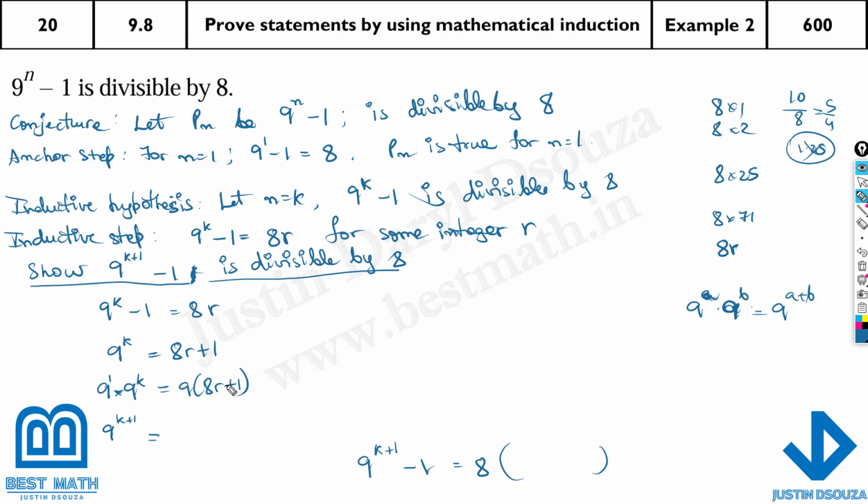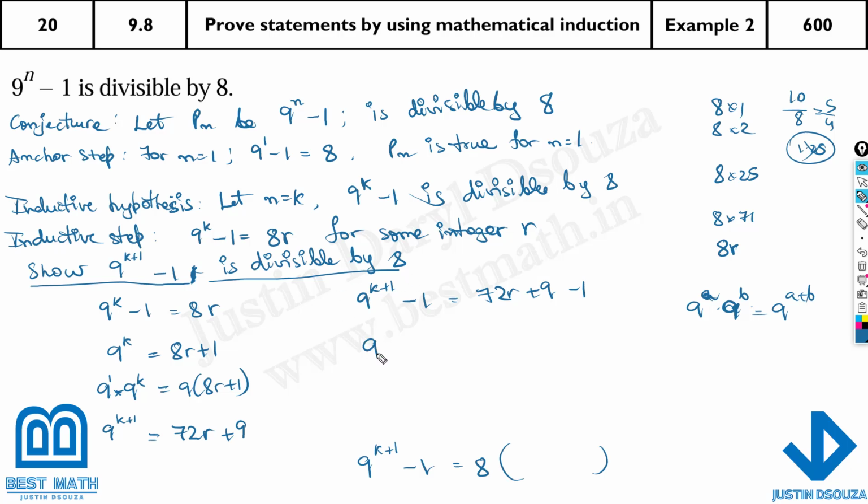Okay, this multiplication. Here, let's multiply 9 inside. 9 times 8, 8 nines are 72. 72r + 9. Okay. So what next? Now we know in the final last step over here we should have minus 1, isn't it? Because initially it was minus 1, but now it's changed. So what I'll do is I'll subtract 1 on both the sides. So I'll write 9^(k+1) - 1 is equal to 72r + 9 - 1. I'm just subtracting 1 on both the sides.